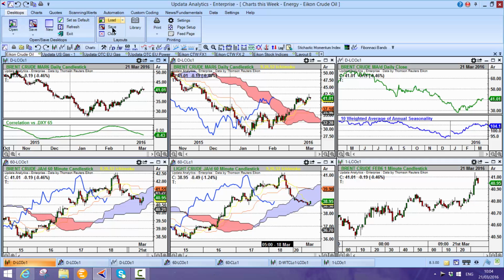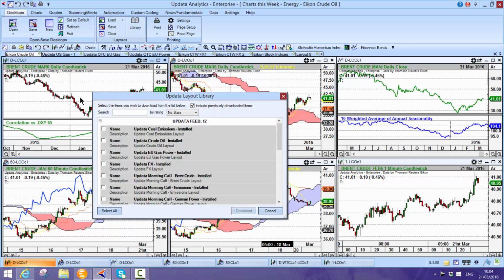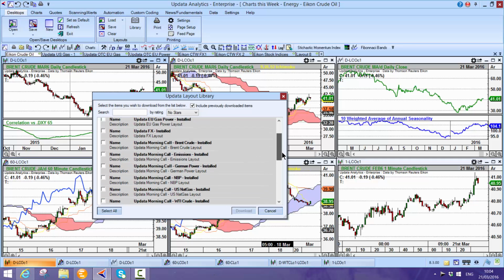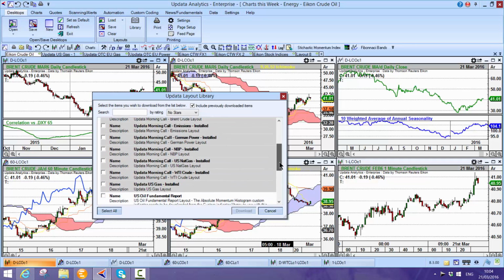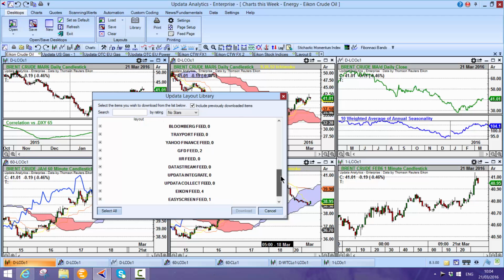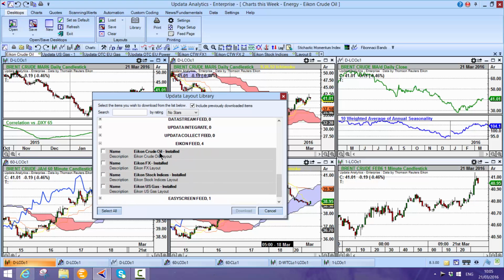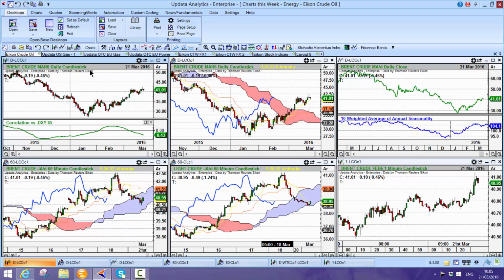You just simply go into the library under desktop, and if you look at an Updater feed, these are all the screens that I'm using here today. And then the oil fundamental report is there as well. And of course, if you're using Reuters, Thomson Reuters Icon, or Bloomberg, you can simply go and grab the screen. So this crude oil screen is a Thomson Reuters Icon screen, so it's just taking that data from Thomson Reuters Icon.